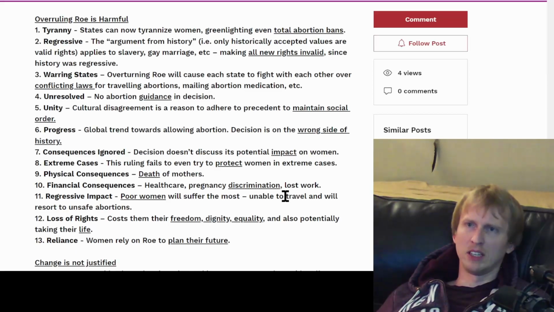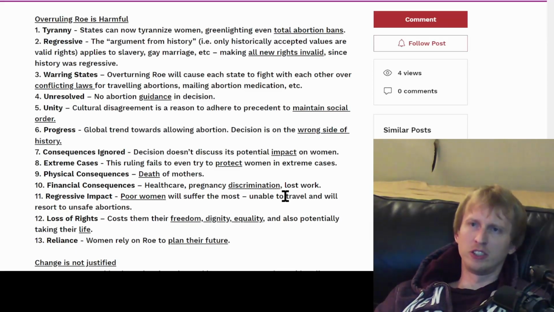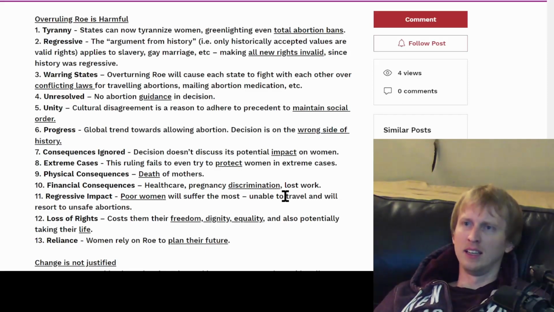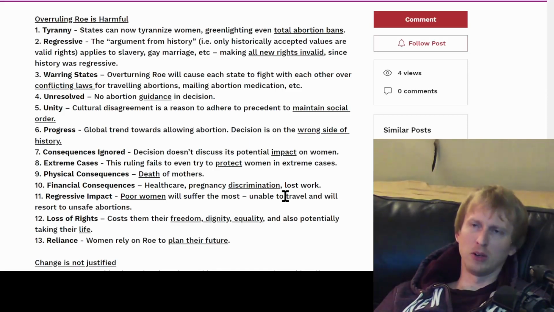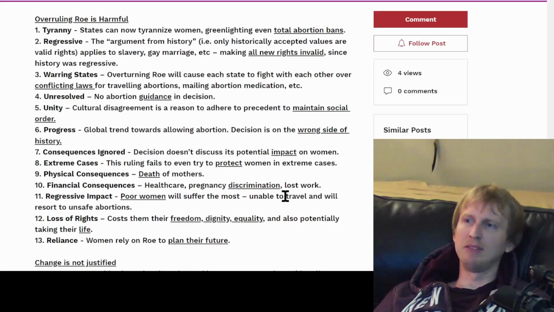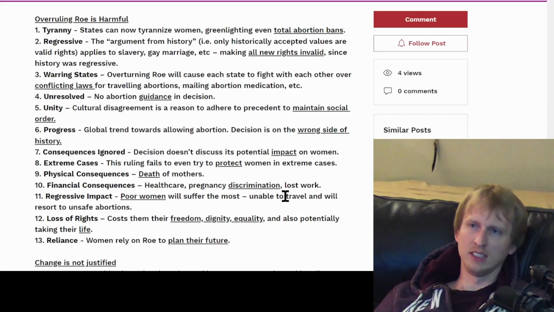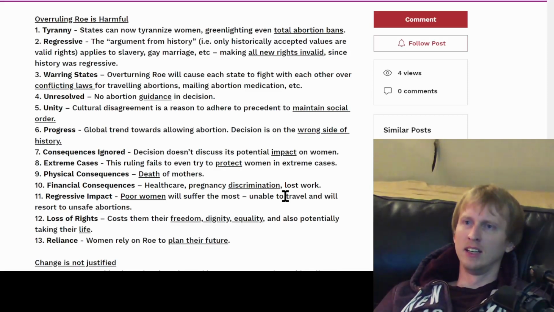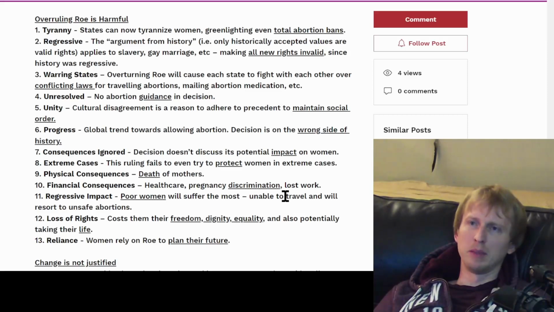All right, the next set of arguments is relating to the harm caused by overruling Roe versus Wade. First of all, just the principle of tyranny. By overturning Roe versus Wade, it gives all the power for abortion back to the states. The states now have the power to tyrannize women. It's greenlighting even total abortion bans. No abortion is safe now. They can do whatever they want with regards to women's reproductive decisions. So just a very expansive amount of power given to the states, and less power from the people.